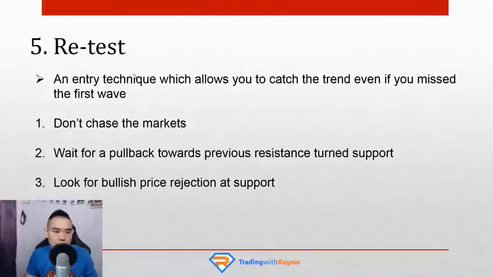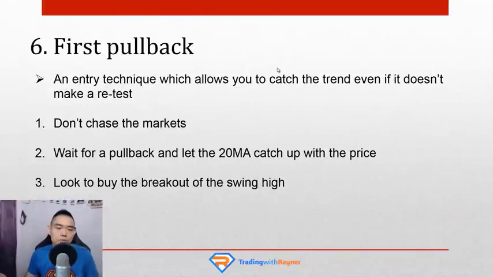This is the retest. Number 6, the first pullback. Alright, so this is an entry technique which allows you to catch the trend even if it doesn't make a retest. Because I know many of you who know basic technical analysis face one problem: "Hey Rainer, don't try to smug me, man. Quite often the price doesn't make a retest." Yeah, I know. I admit, the price may not make a retest all the time.